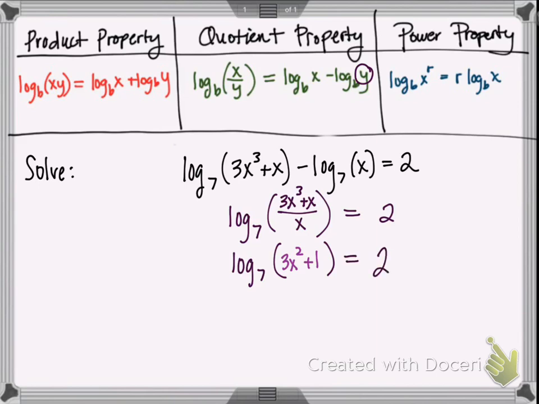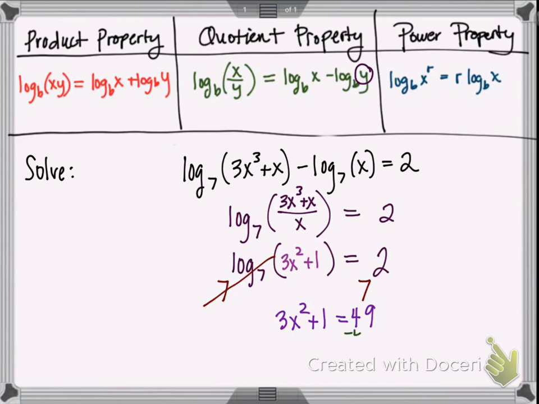So from here we need to get rid of the log completely. So if I have log base 7, what I can do is exponentiate both sides by using the exact same base as the log here. So I'm using base 7 on the left side and base 7 on the right side. What that does is cancel out the log because those are inverses of each other. So all you're left with is the 3x squared plus 1 on the left side, and 7 to the second power is 49. So I need to continue to solve this.